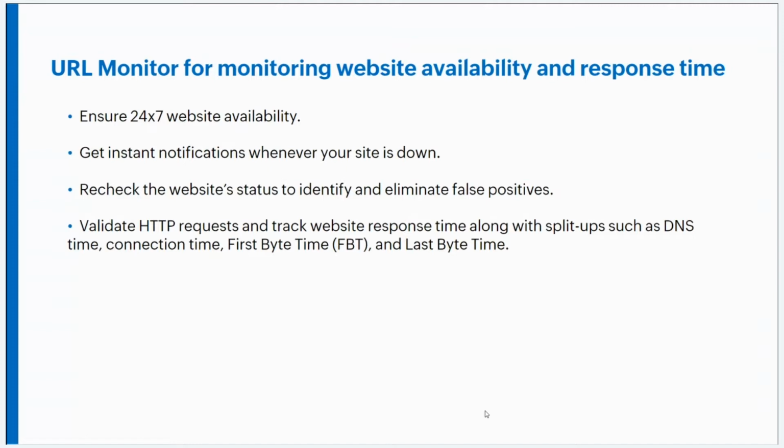Applications Manager's URL Monitor tracks your website's response time along with split ups such as DNS time, connection time, first byte time, and last byte time. First byte time is the time it takes for a browser to receive the first byte of the response from a web server, meaning it's a very strong indication of how fast the website is performing for that user. Applications Manager also supports root cause diagnosis. This helps you troubleshoot issues and reduce mean time to repair.